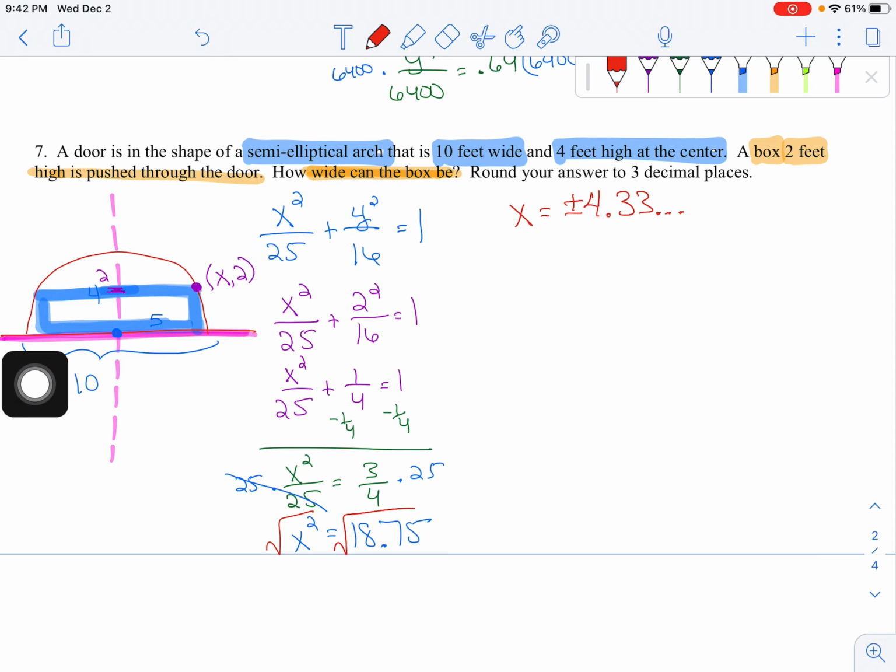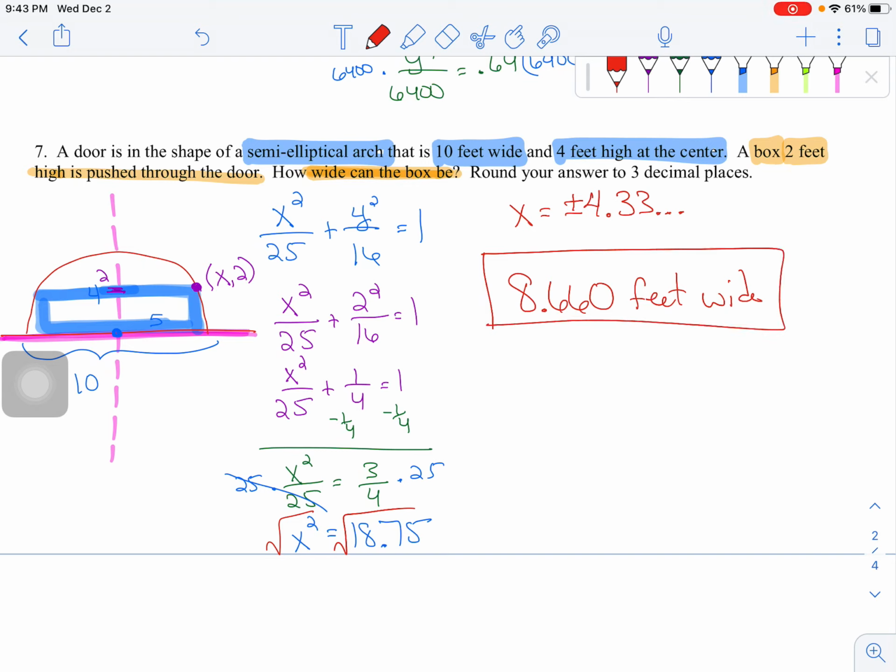And I want to know the distance, the total distance between them. So one of the easy ways to do that is just take the answer that you just got. And in this case, we're going to double it. So we're going to say that this is 8.660, when you're supposed to get 3 decimal places, feet wide.